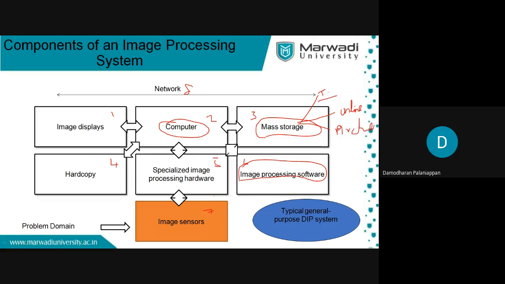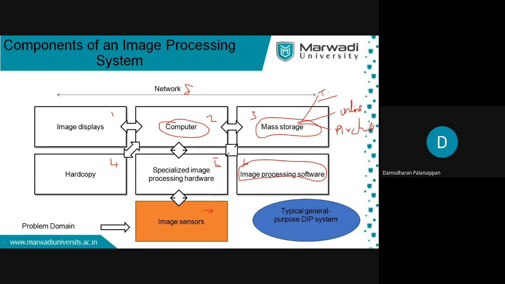Here the temporary storage means when you are processing any image, that image will be loaded into the main memory. So you can process the image and store it. Finally, if you store it, you go to the permanent storage. The online storage is a storage where that image can be viewed online. In online, we are able to perform operations like zoom in, zoom out, rotate, crop, like that.